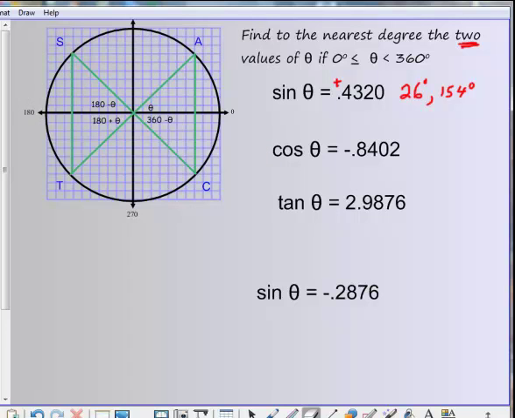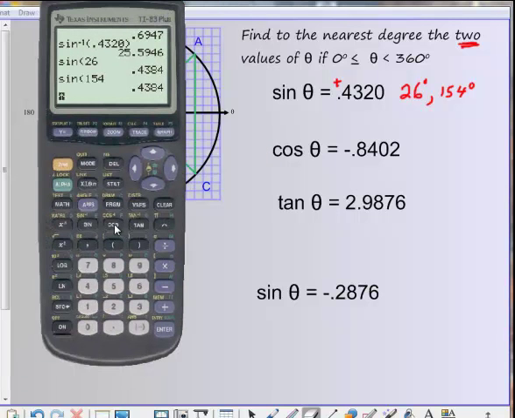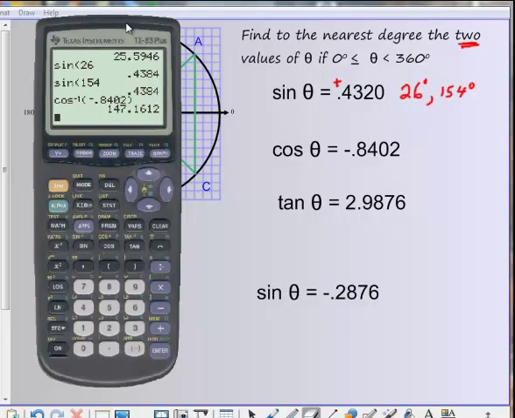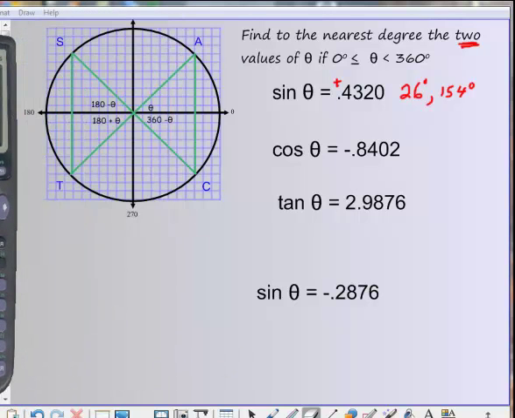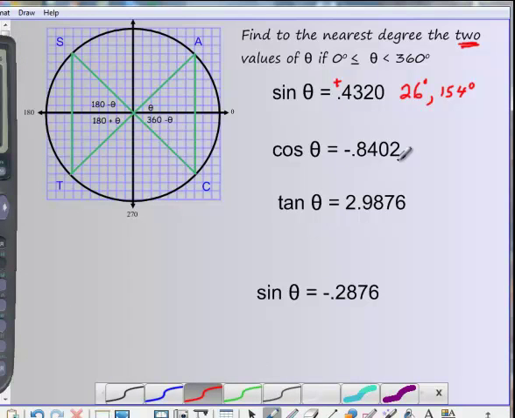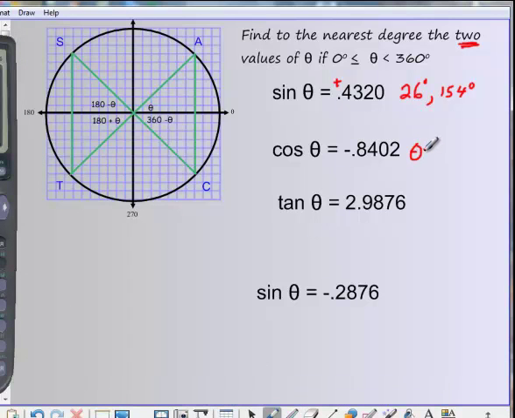Cosine. I'm just going to reach for my calculator. Inverse cosine, negative 0.8402. Whoa, 147. Got some thinking to do here. So I came up with theta to be 147. Okay, where is cosine negative? Okay, cosine is negative in the third quadrant and in the second quadrant.